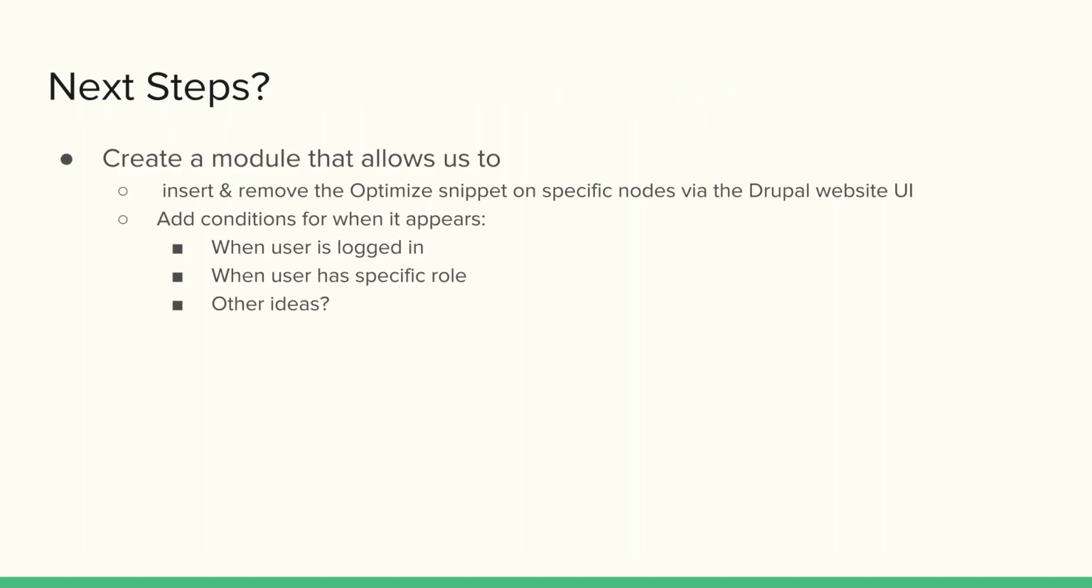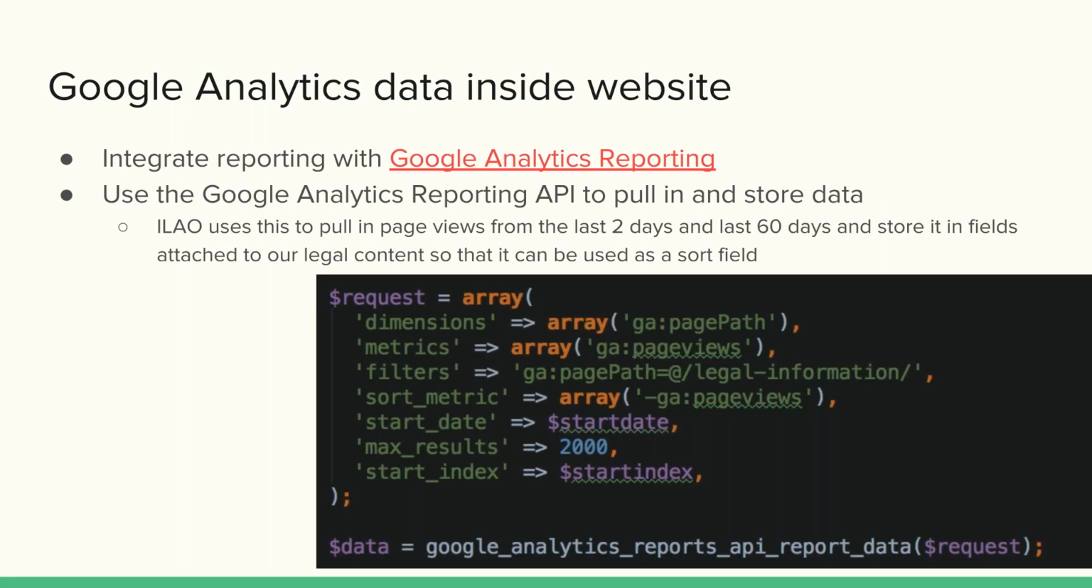And back to thinking about the hackathon, I'm curious if anyone would be interested in working on a module that would allow us to drop that snippet into the node template files via the UI, or adding conditions so that it only appears, say, when a user is logged in, or when a user has a specific role, or when a user has done X, Y, or Z. How am I doing with that?